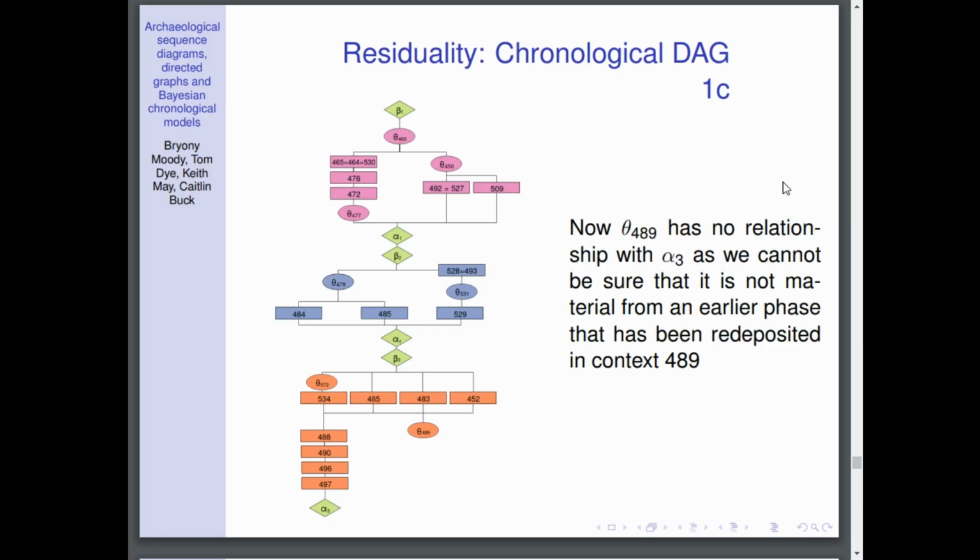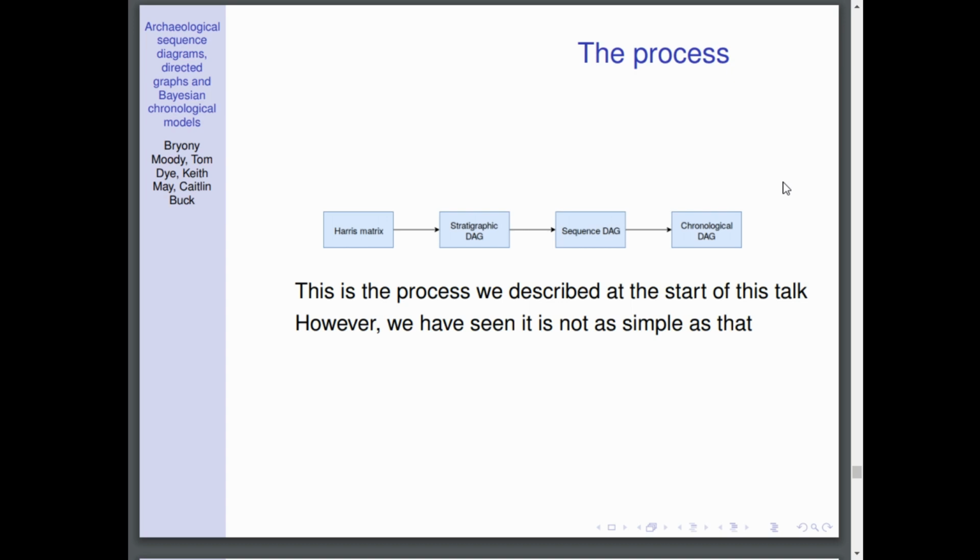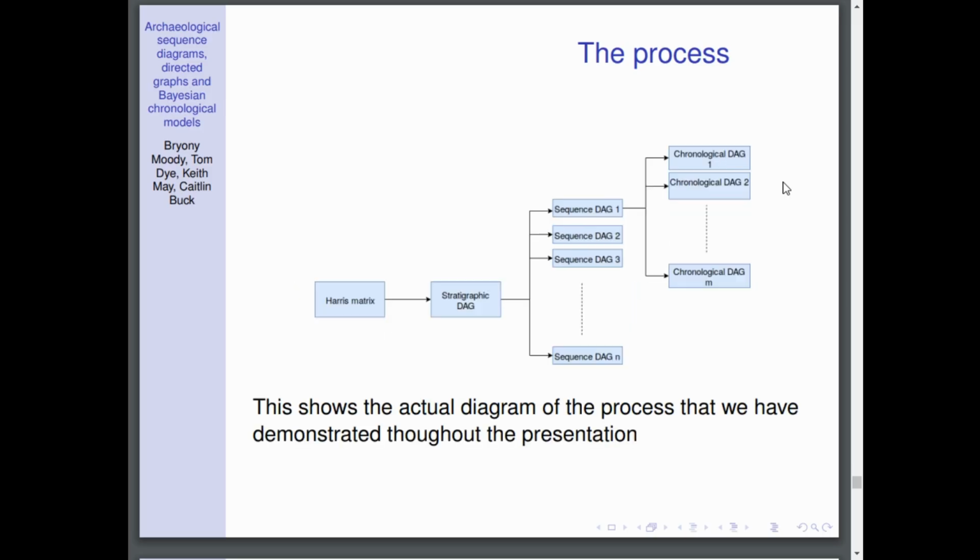So even for just one sequence DAG, so all of these chronological DAGs were formed from sequence DAG 1. And from that, we've had 3 chronological DAGs already that we've looked at from these hypothetical situations. So it's a problem that grows quite quickly. So I mentioned at the start of the talk that this is the process that we kind of go through, but I basically fibbed a little. And it's actually something that's a little bit more like this.